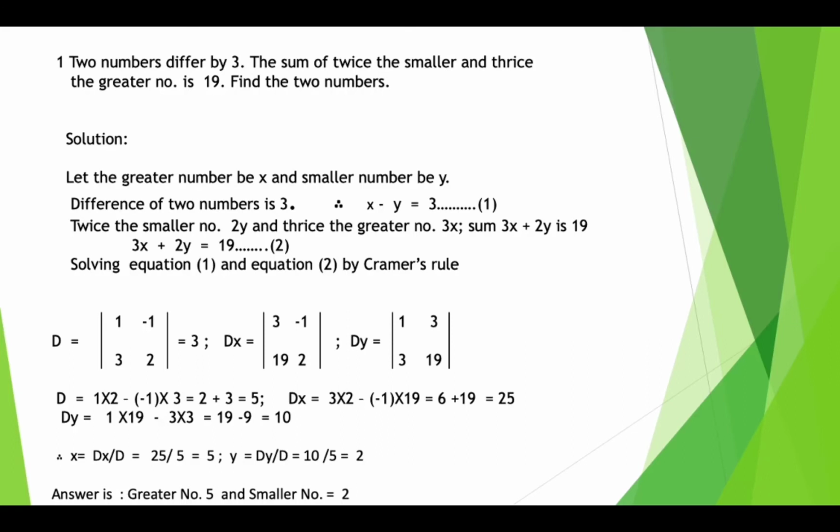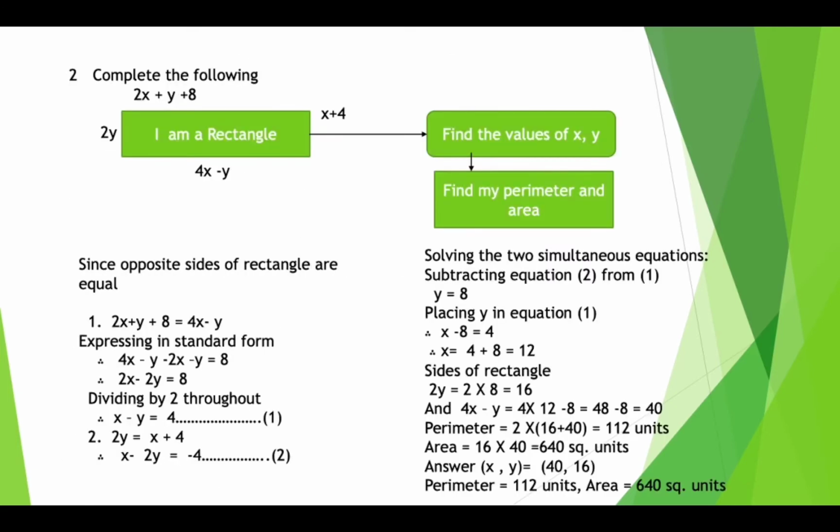You can see the difference of 5 minus 2 is 3, and 3x, that is 15, 2y is 4, sum is 19. The second problem is complete the following: 2x plus y plus 8 on one side, then second side is 2y, opposite side is 4x minus y for the first one, opposite side for the second one, x plus 4.